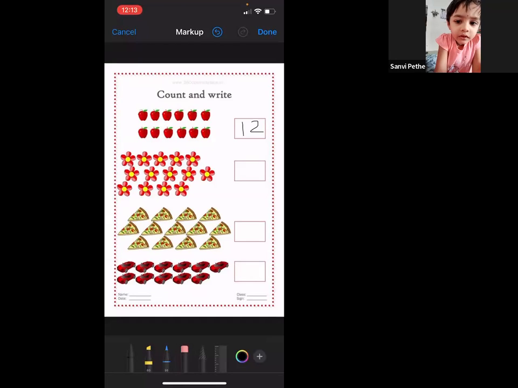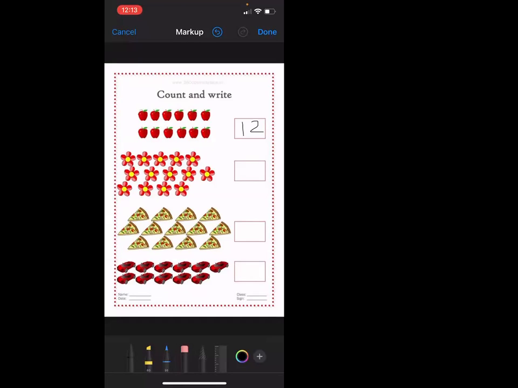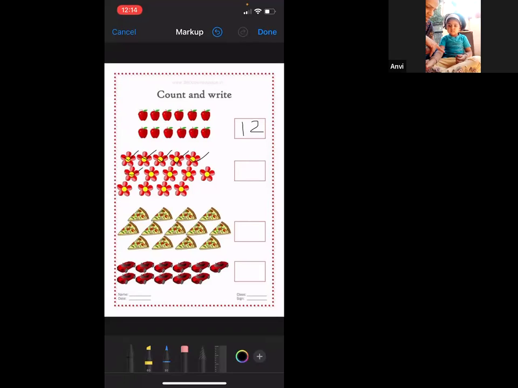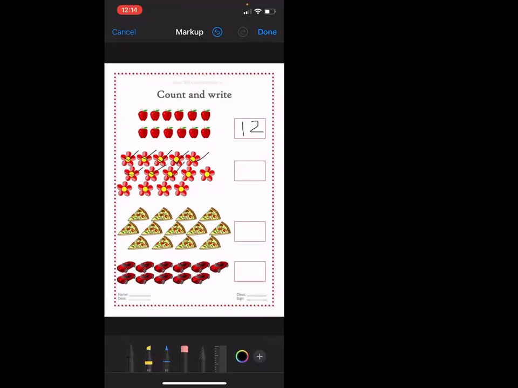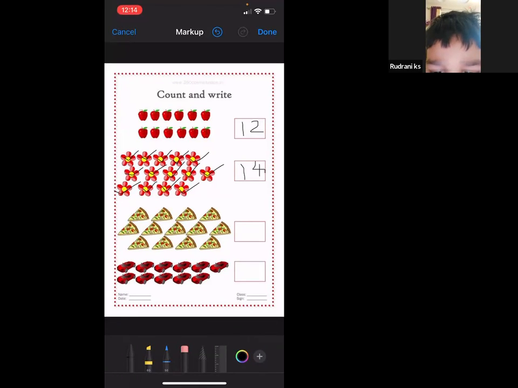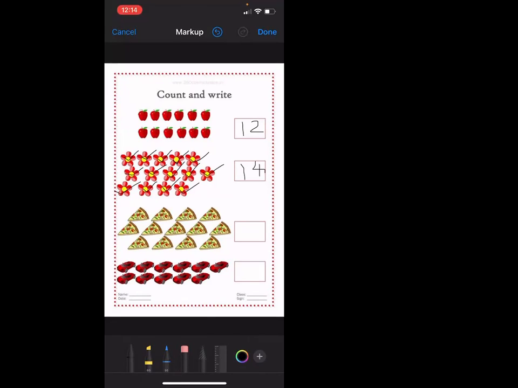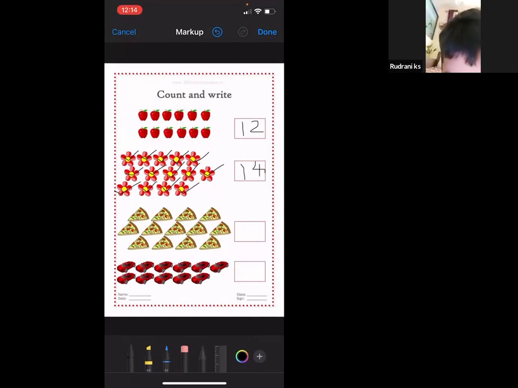After finishing, please unmute it. Don't make chaos. Count with me only. Now we will count the flowers. 1, 2, 3, 4, 5, 6, 7, 8, 9, 10, 11, 12, 13, 14. So how many flowers? 14.